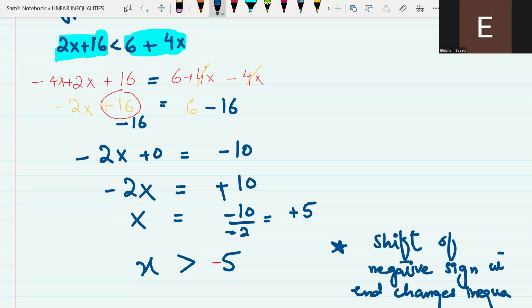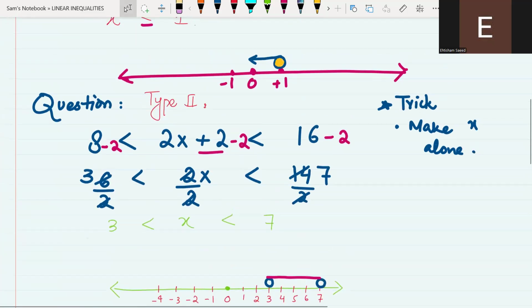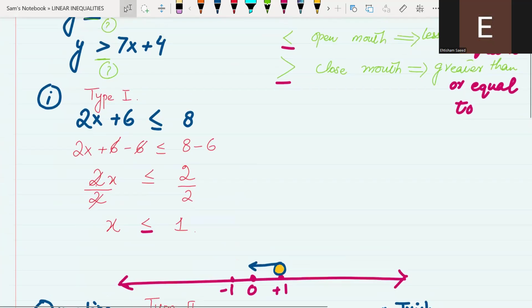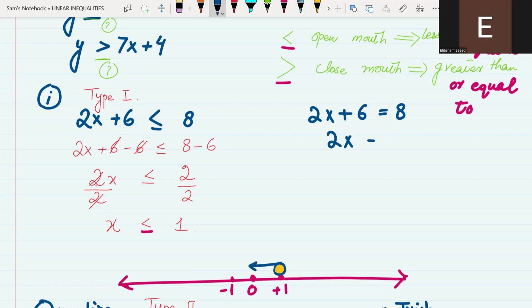Xenia? Sir, can you explain type 1 again, please? Type 1? Okay. Type 1 is very simple. This is like an equation: 2x plus 6 is equal to 8. Just imagine you have 2x plus 6 equals 8. How are you going to solve it? 2x is equal to 8 minus 6. 2x is equal to 2. X is equal to 1. Right?